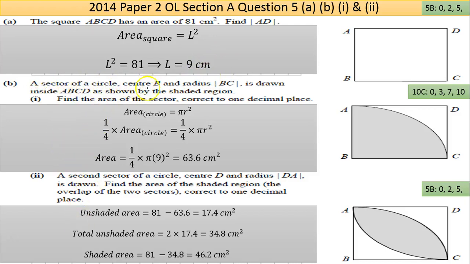A sector of a circle, center B. So you have here, again, remember it's still stretched, AB and BC, which are the same length, and they're both 9. We've just worked it out, so we'll have included that on the diagram. Okay, that's probably your attempt. So a sector of a circle, center B and radius BC, is drawn inside the square ABCD and is shown there by the shaded region. Find the area of the sector correct to 1 decimal place.